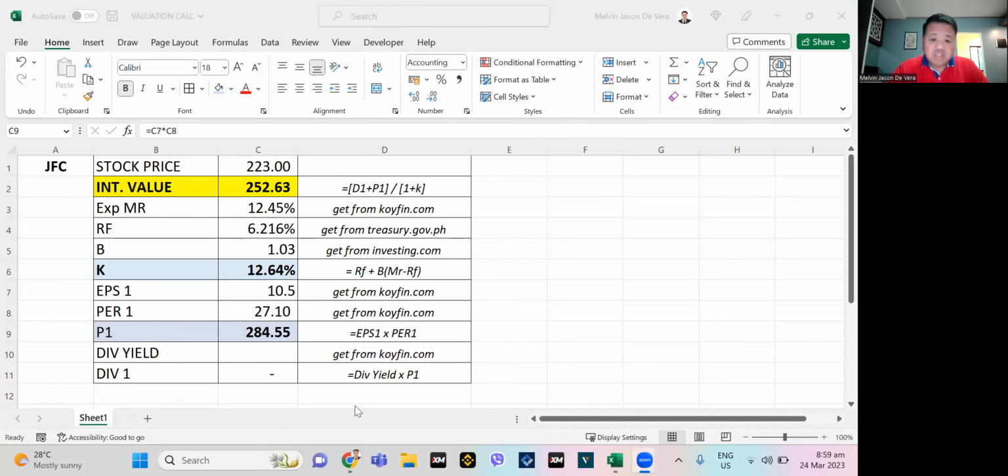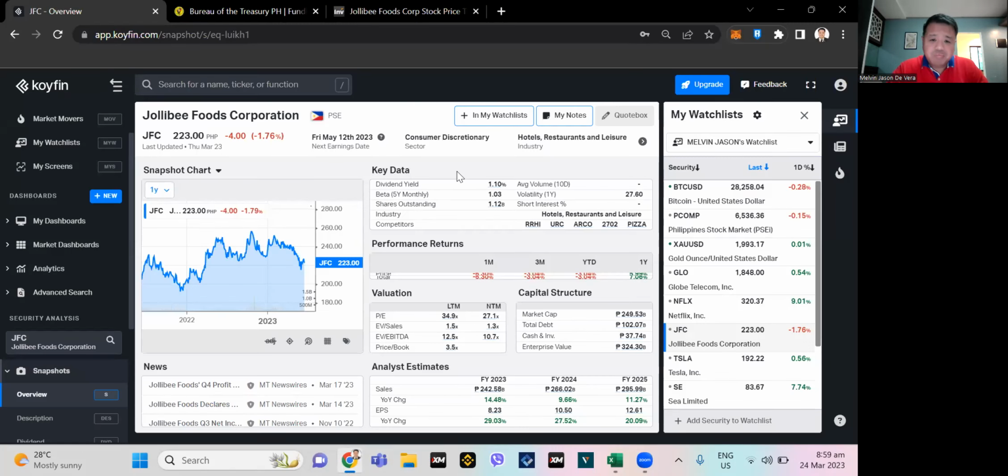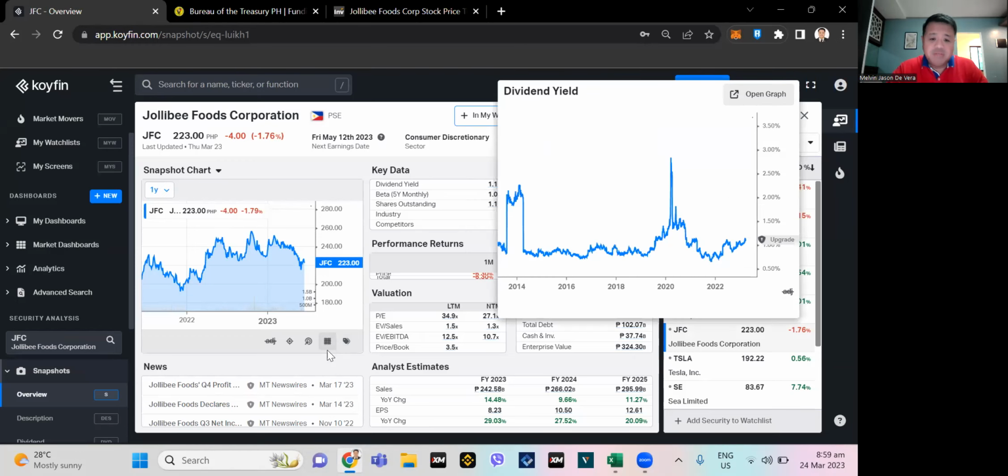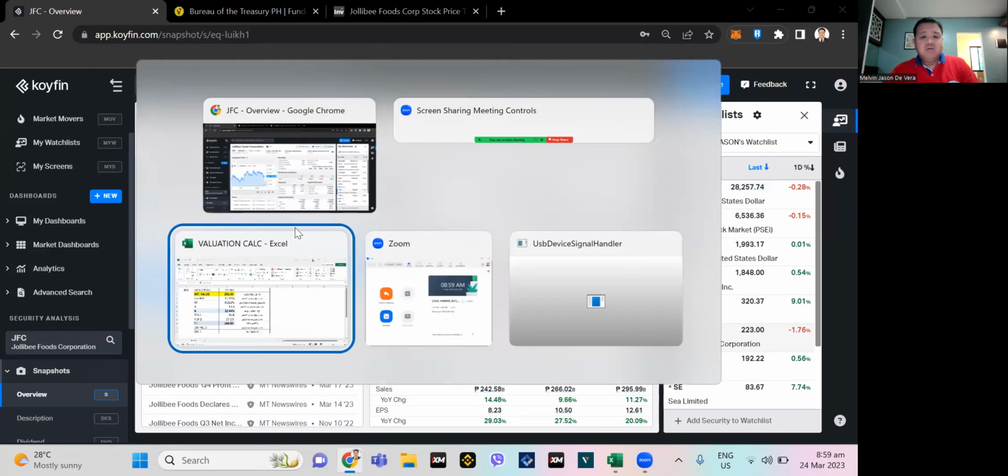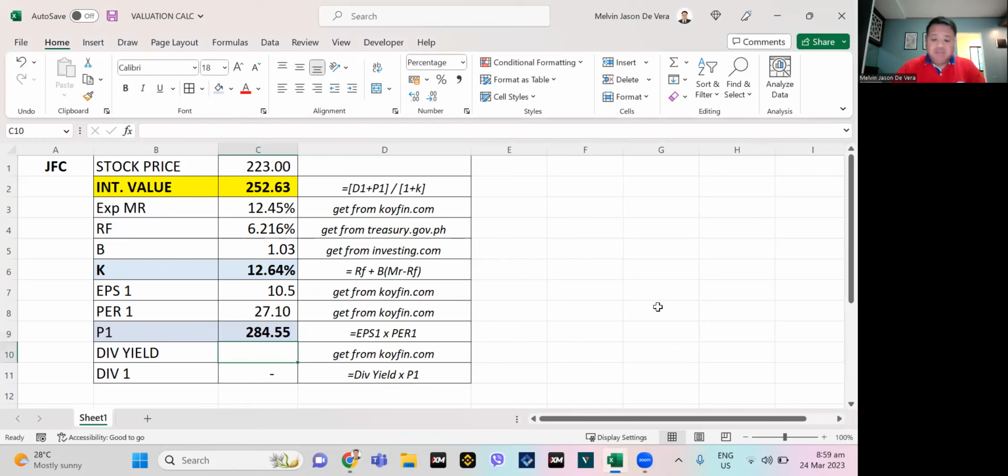All right, so look at COIFIN again. Dividend yield is 1.10%. So now you're going to go back here and put the dividend yield 1.10%. All right, so now we have the dividend next year, which is 3 pesos and 13 cents. And that being said, now we discount both the dividend next year and the price next year to the 1 plus K. This is your future cash inflows. This is your discount factor. And you get an intrinsic value of 255.4.